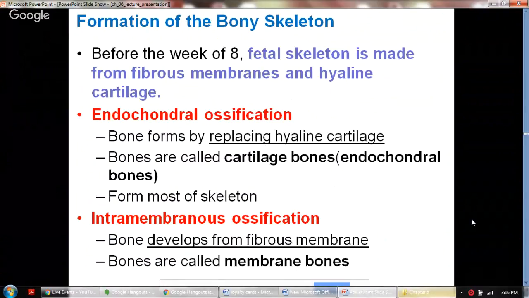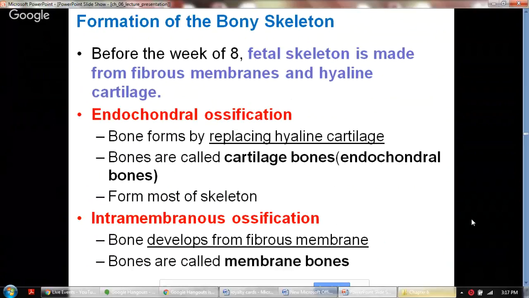The bony skeleton can be formed in two ways: either endochondral ossification or intramembranous ossification. In endochondral ossification, the bone forms by replacing hyaline cartilage, and the bones are called cartilage bones because they replace this hyaline cartilage, or we call them endochondral bones. Cartilage bones are found in most of the skeleton.